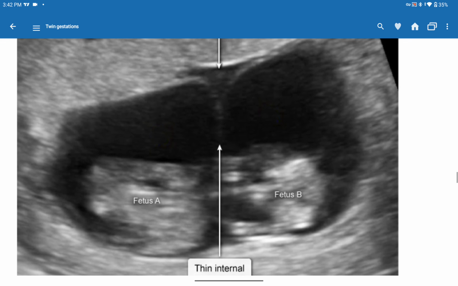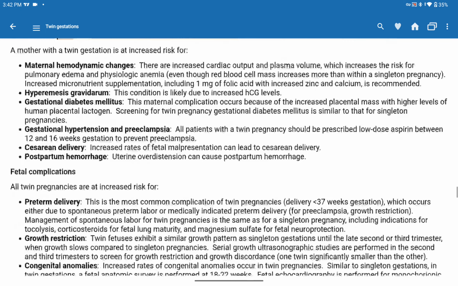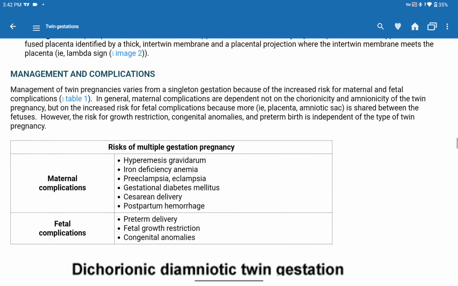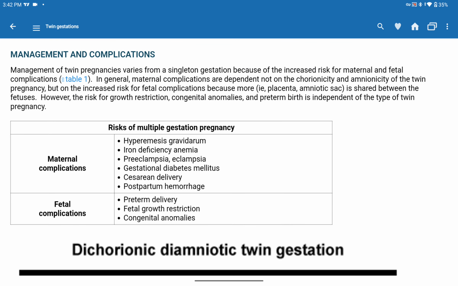Okay, so this is the T sign, this is the lambda sign. Now when it comes to the management, the risk of multiple gestation is divided into two categories: the maternal complication and the fetal complication.